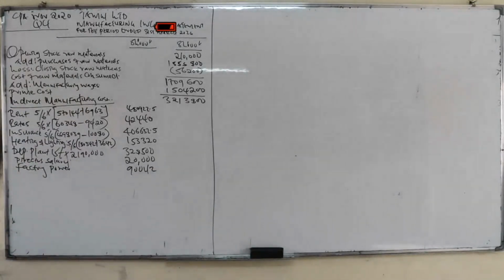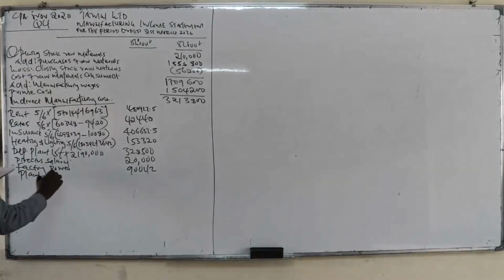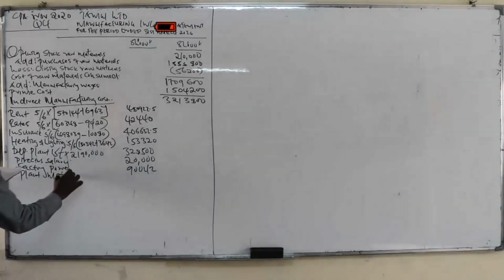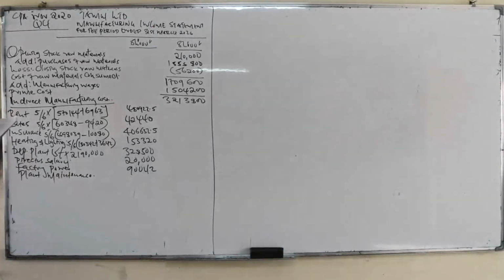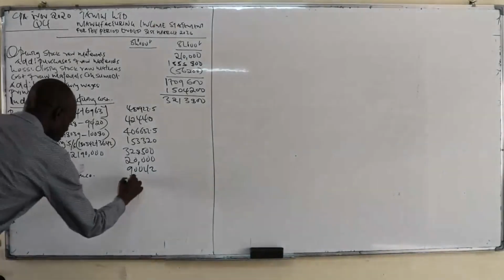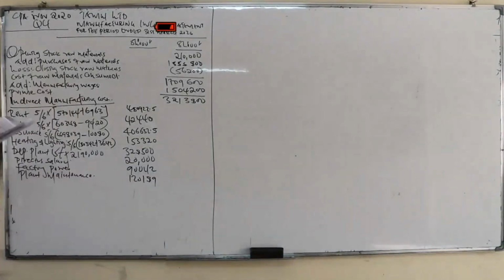And then we have insurance, rates, advertising, rent, plant maintenance. Plant is a factory expense. Plant maintenance, how much is it? 120,189. Is it so? And then we have heating, we are done with it. So I think we have exhausted the manufacturing costs, apart from those that had been apportioned.